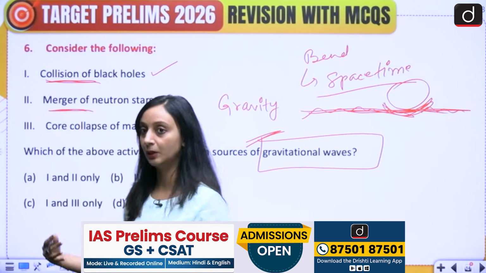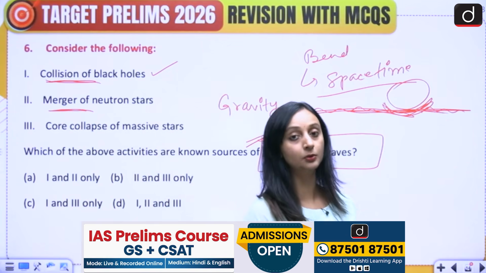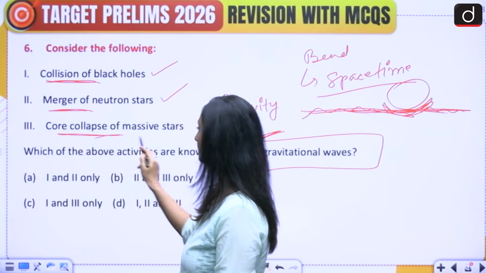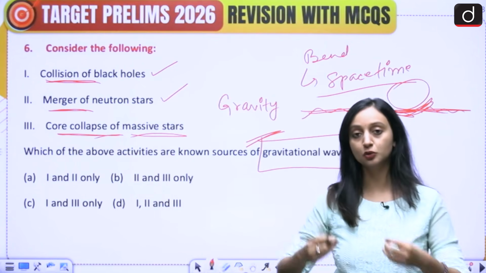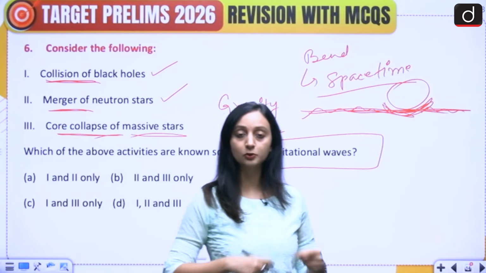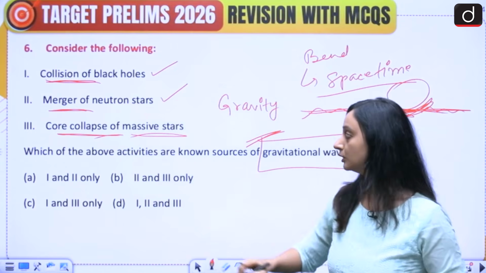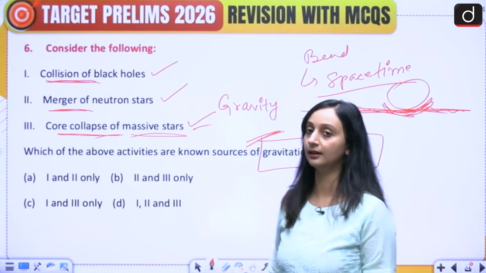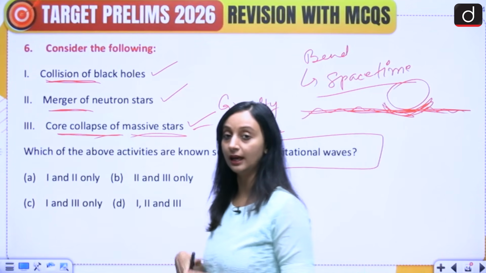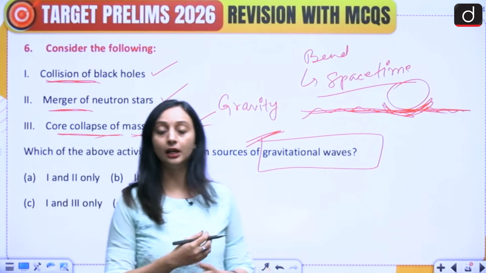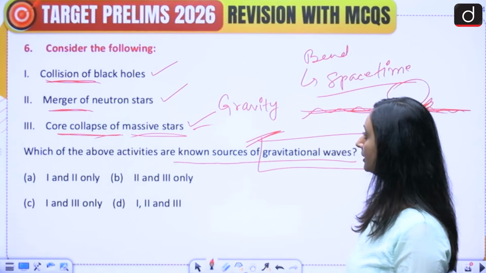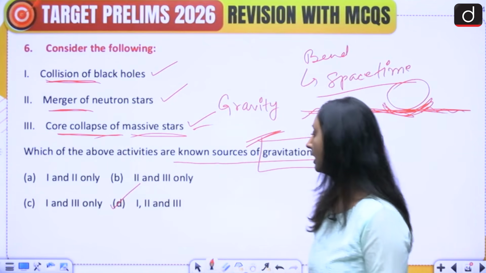Merger of neutron stars, when the merger happens, some sort of explosion can also take place. That is also going to generate gravitational waves. And core collapse of massive stars: if something collapses, smaller things can come out of it and hit the surface of this stretched sheet. Some sort of internal explosion can take place. These will also create ripples, which are gravitational waves. So all these activities have the capacity to create gravitational waves in space-time. Which of the above activities are known sources of gravitational waves? 1, 2 and 3. All of the above.